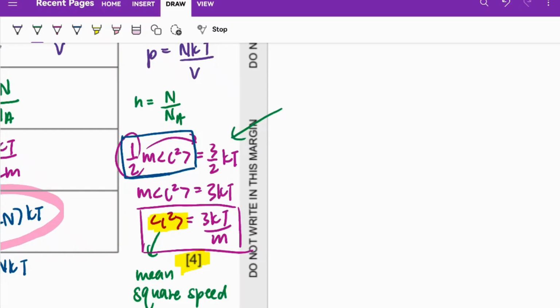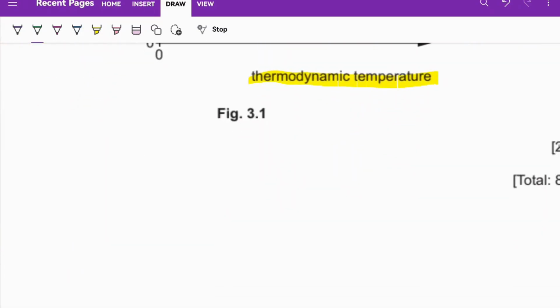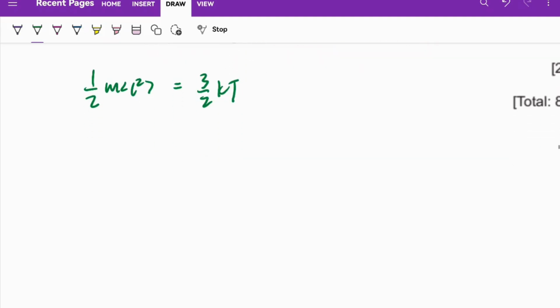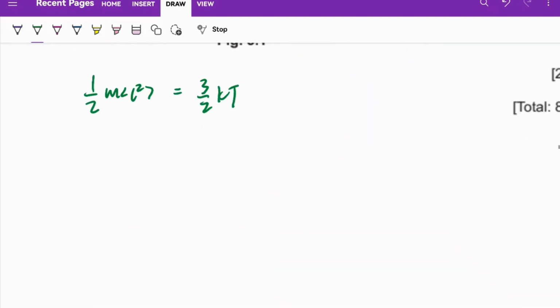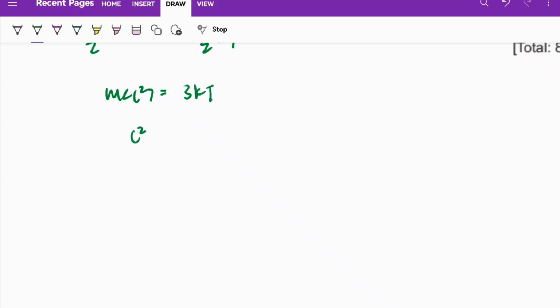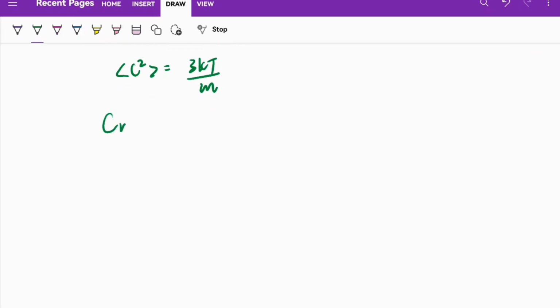1 over 2 mc square equals 3 over 2 kT. So we want to make root mean square the subject. So c square equals 3 kT over m. Root mean square is usually RMS equals square root of 3 kT over m. Okay, 3 kT over m.